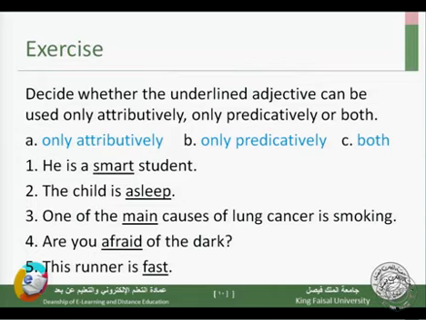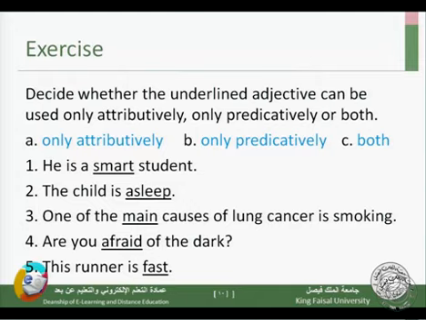Number 2, the child is asleep. The child is asleep. You remember, asleep is one of the special adjectives that can only appear in the predicate. Okay, so we can't say the asleep child is resting. So asleep can only be used in the predicate, so the correct choice is B.